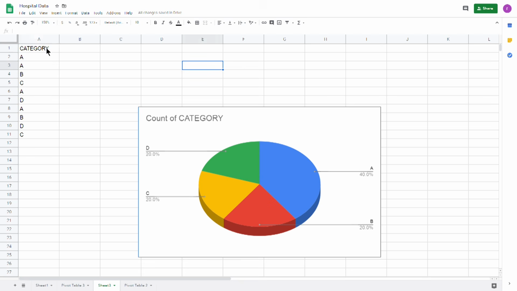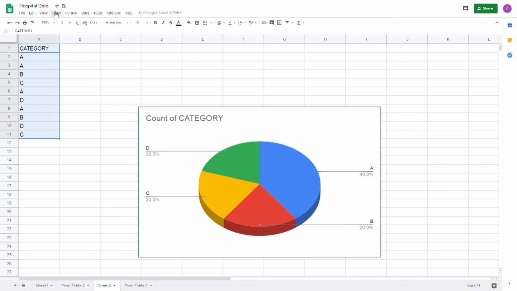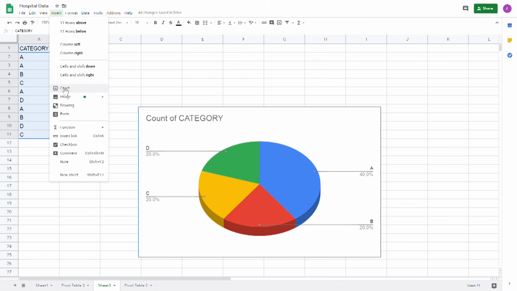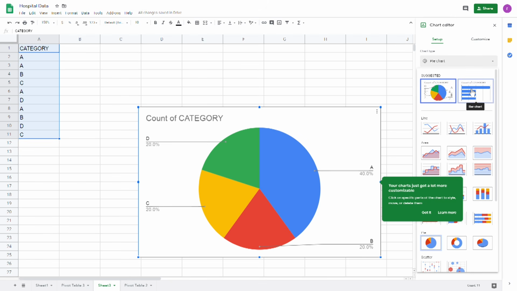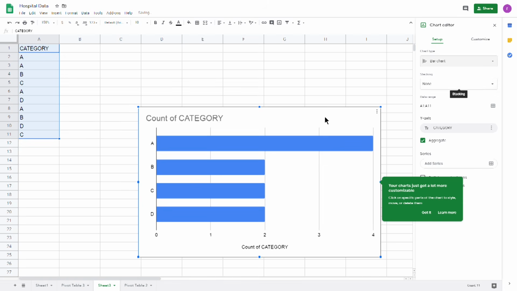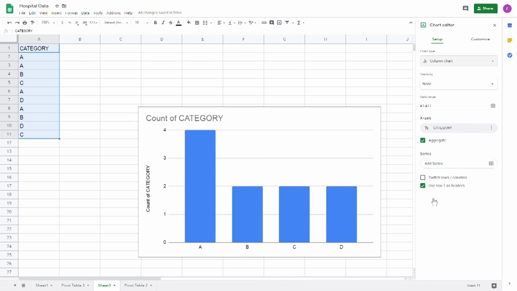So, I highlight my data, that is my first step which is given here. Once I highlight my data, I go to the insert option. With the chart, I choose a column chart here. Now, you can see that I can choose either a count of category, which is the chart I said before, or I can also choose what is called a column chart. This is the column chart.